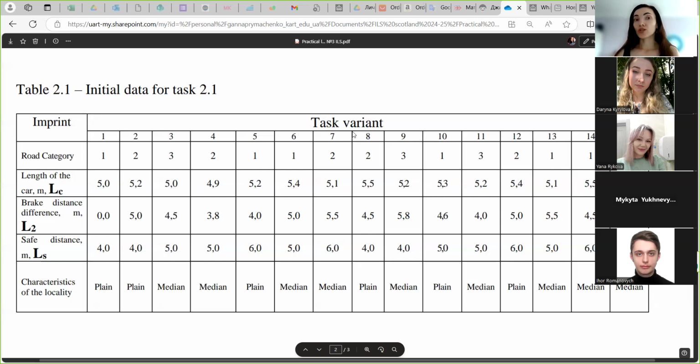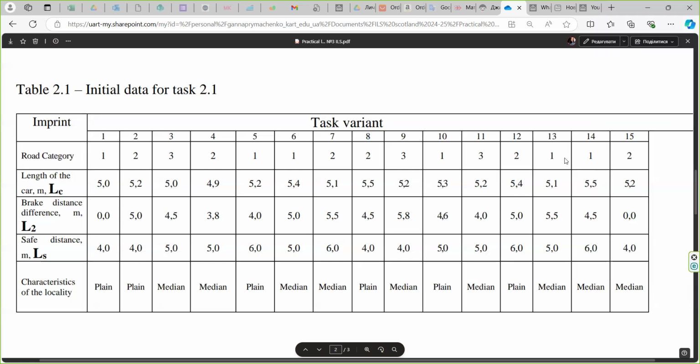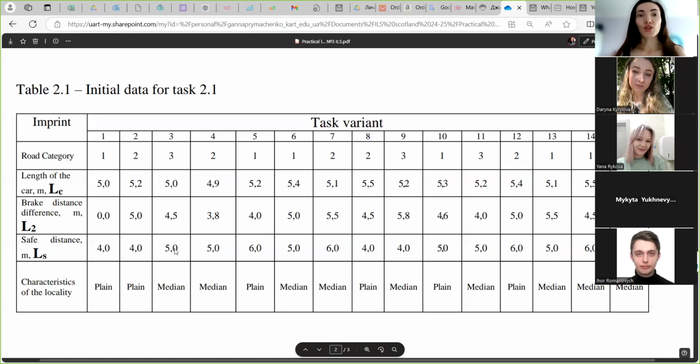And we also use the task variant from our list of students. We have 10 students, so I left more variants, 13 and maybe 15. So we need only the first 10 variants for our task today.